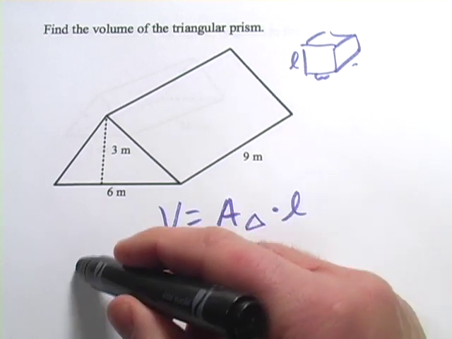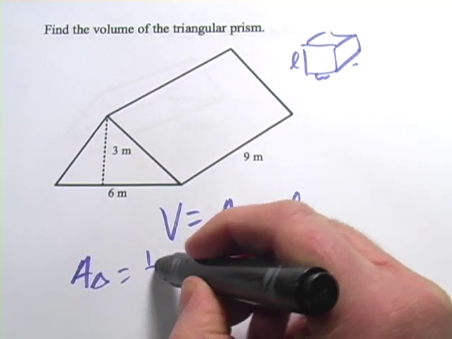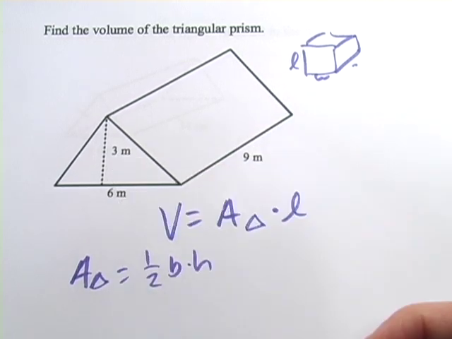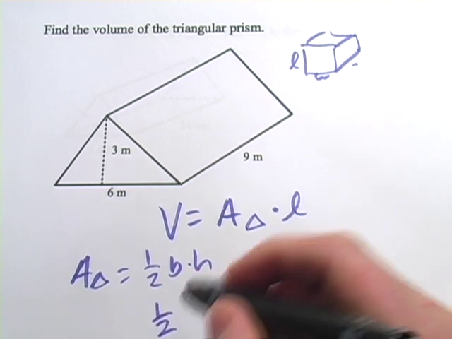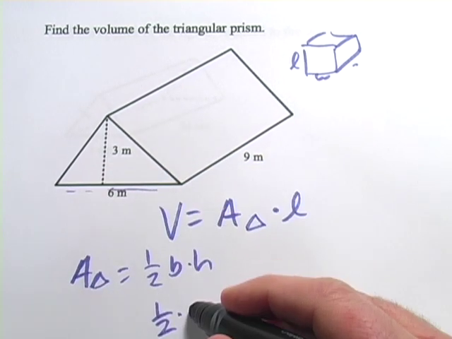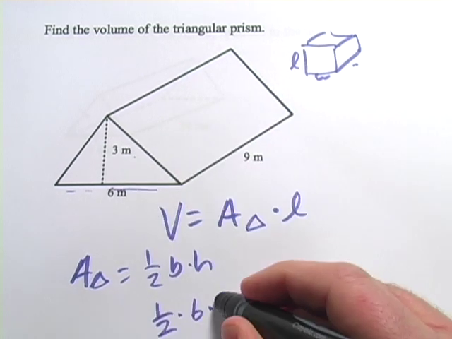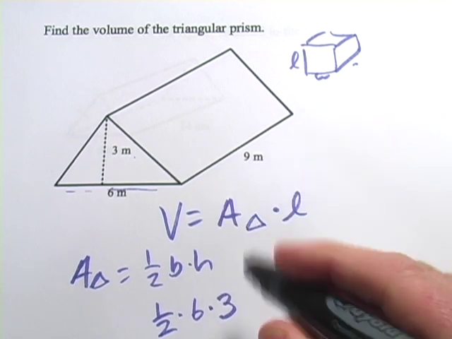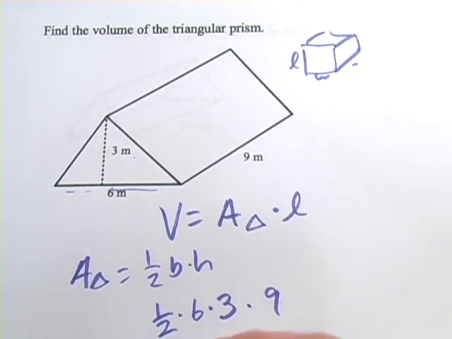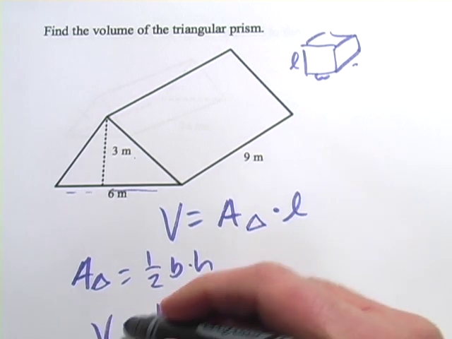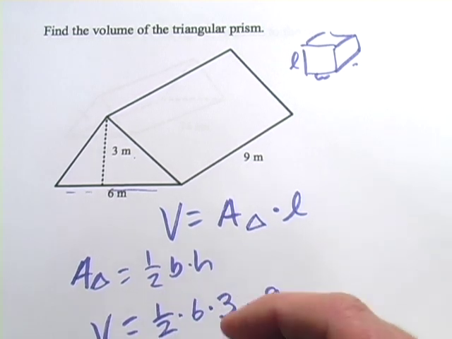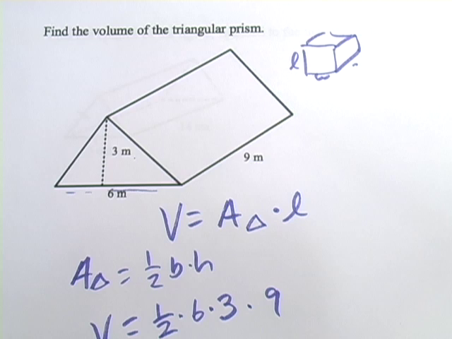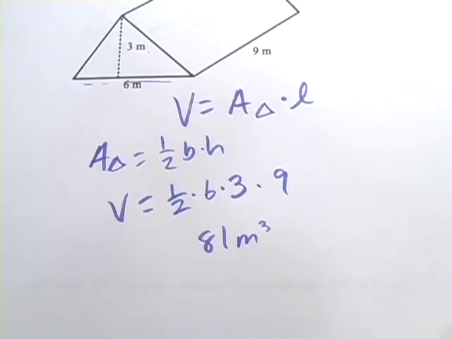Now the area of a triangle is 1/2 the base times the height. And in this case, we've got all the information laid out for us. So 1/2 times the base, that's along here, that's 6, and the height is 3. That's the area of our triangle, and now we just need to multiply that by the length of our prism, and that's 9. And then we just have to crunch the numbers there. So let's see, this is going to be, I think, 81, and this is in meters cubed. Because we're in volume, we're in cubic units.